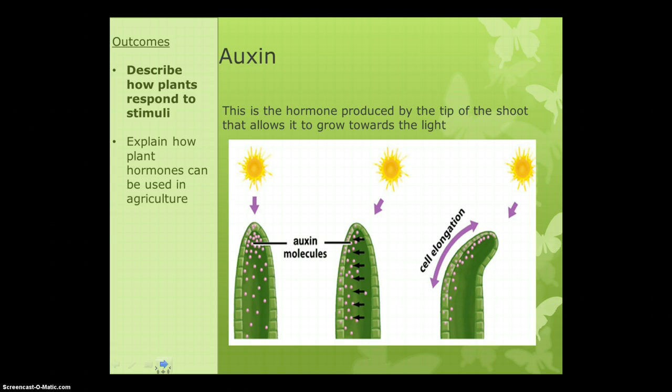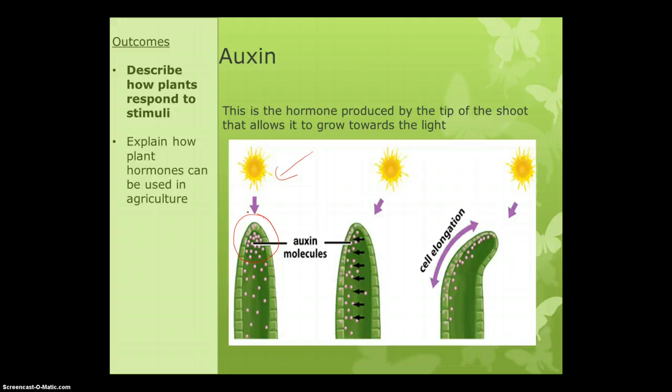Now, the reason they do this is because of a hormone called auxin. Now, auxin is just a hormone. It's just one you find in plants, and it travels in solution through the plant. And where the auxin gathers is where the plant starts to grow. So in the first example here, we can see that the light is shining directly onto the tip of the plant, so that's where the auxin gathers, and it just grows straight up.